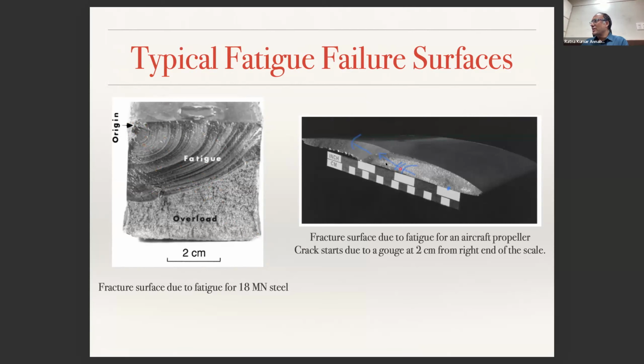And similarly, you can see the beach line marks here. Basically, this is a fatigue fracture surface. So this is the fracture surface due to a fatigue load of 18 Mn steel. This is the code of the steel that we are using. And here is the fracture surface due to fatigue for an aircraft propeller. When the aircraft propeller failed due to fatigue, the fracture surface was investigated and it looks something like that.